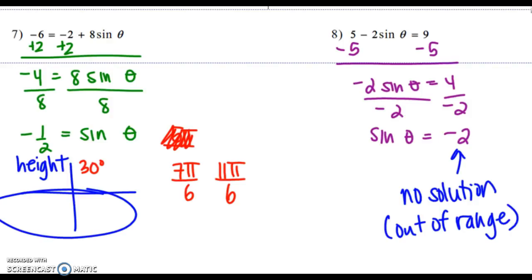Number 8, take away 5 from each side, divide by negative 2. Sine of theta equals negative 2, no solution, that is out of your range. You don't have any trig values for sine that equal negative 2.